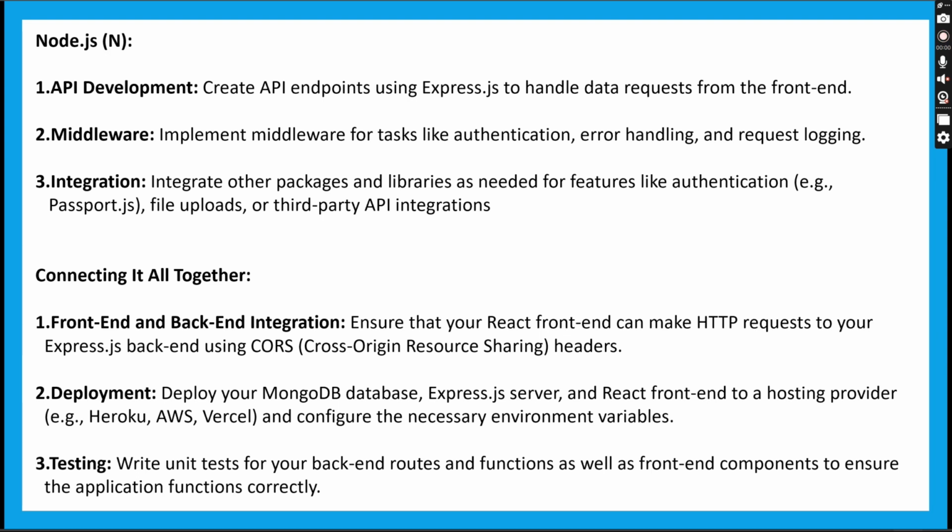Connecting it all together: front-end and back-end integration ensures that your React front-end can make HTTP requests to your Express.js backend using cross-origin resource sharing headers. Deployment: deploy your MongoDB database, Express server, and React front-end to a hosting provider, for example Heroku, AWS, Vercel, and configure the necessary environment variables.